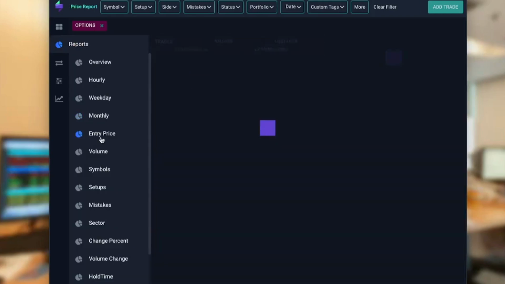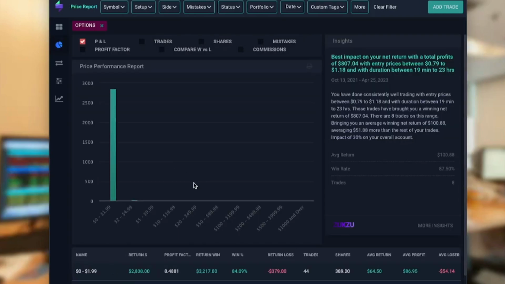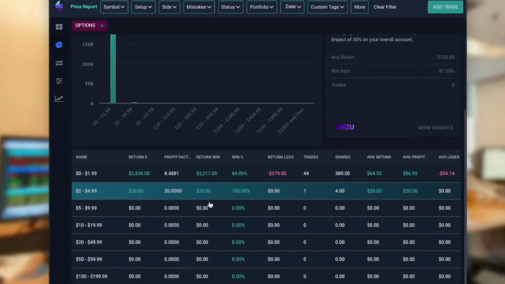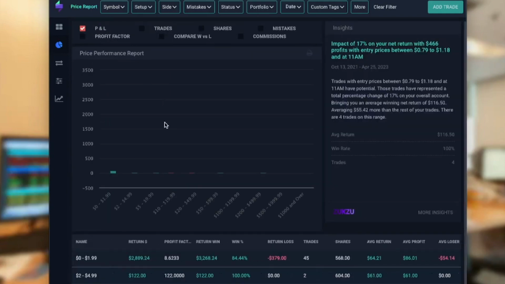The entry price report shows you which entry prices have been the most favorable to you, which you can use to help determine if you prefer penny stocks, mid caps, or higher price stocks.